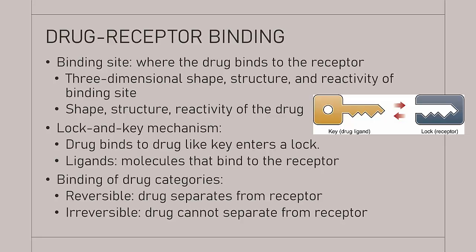Reversible binding occurs when the drug can separate from the cell receptor, as removing a key from a lock. When the drug is removed from the receptor, the effect of the drug stops. Irreversible binding occurs when the drug is not able to separate from the receptor, which prolongs the drug's effect.